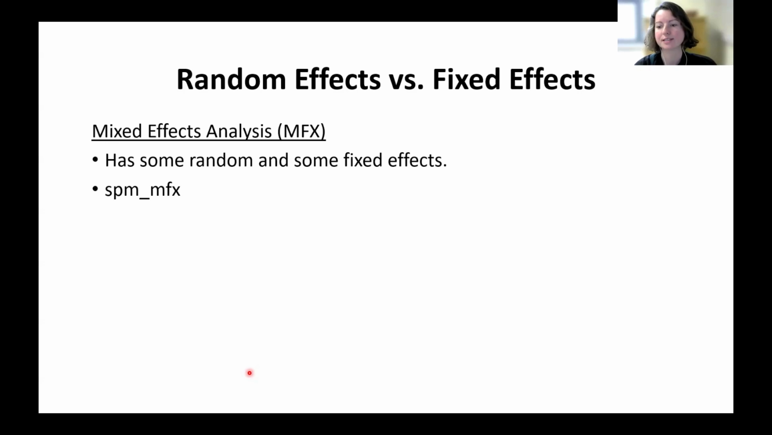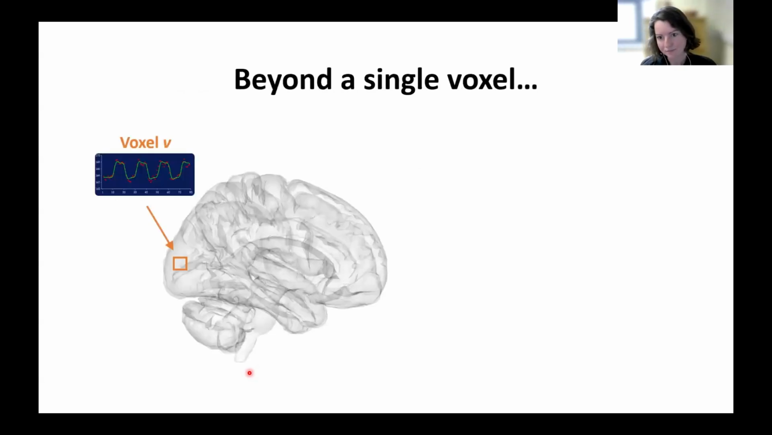Now, there's also a third type of analysis, which is called mixed effects analysis. There, some of the variables are random effects and some are fixed effects. For example, you might want to include the size of the MRI drifts that you heard about in the analysis, maybe as a fixed effect. And in SPM, you can do this with the function SPM_MFX.